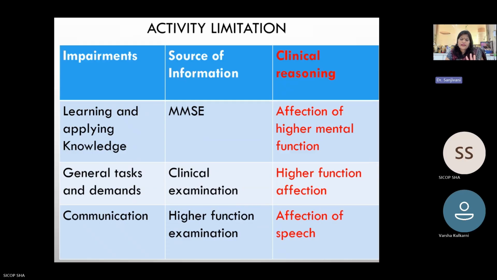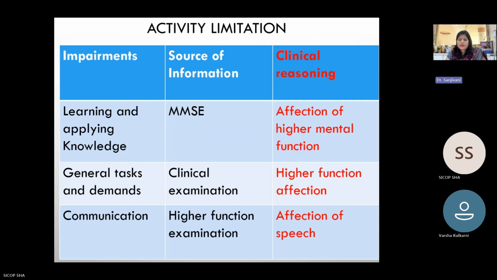Okay, fine. So these are the impairments. For example, in activity limitation, learning and applying knowledge. The source of information is MMSE and the case, and clinical reasoning is affection of higher mental function. Because of this, the patient has activity limitation. Then general tasks and demands. Again the source of information is clinical examination, and clinical reasoning is higher function affection. And impairment again in communication, because in communication there will be a problem in speech.